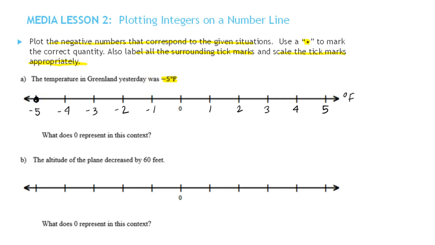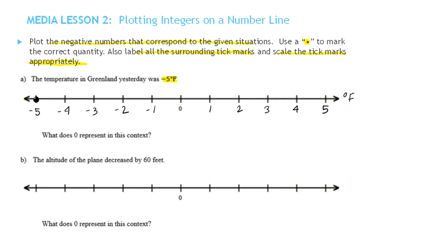So draw a circle-sized dot directly on the number line that corresponds to -5. So it's not enough just to label the -5 here. Plotting the point means putting this point directly on the number line.